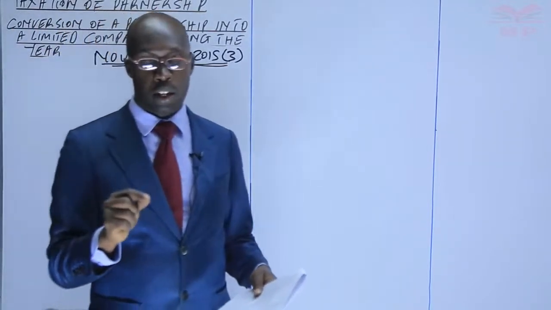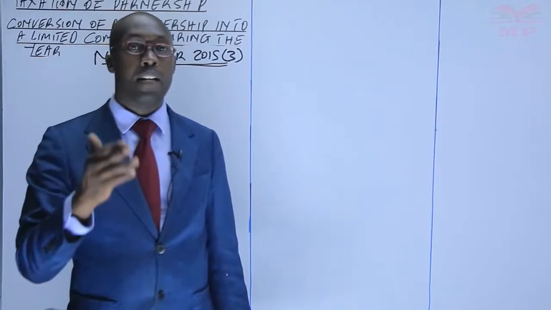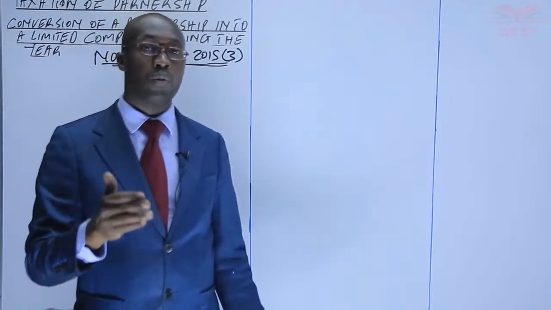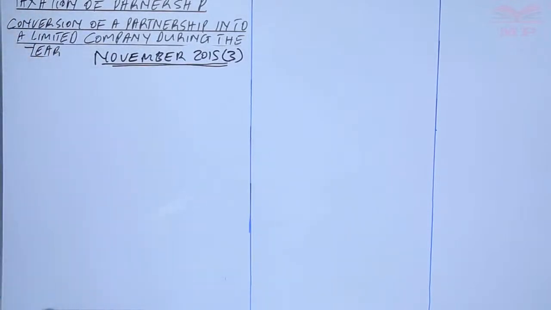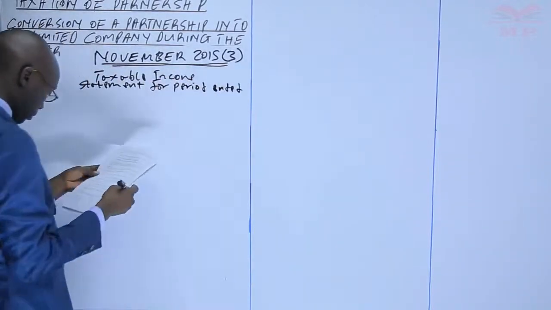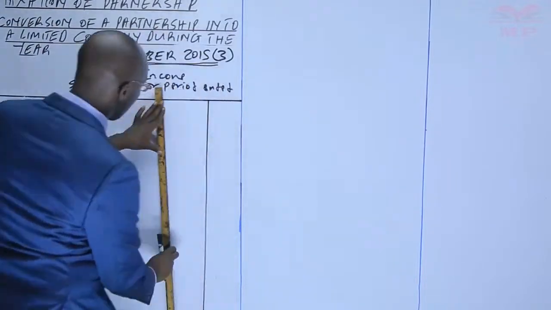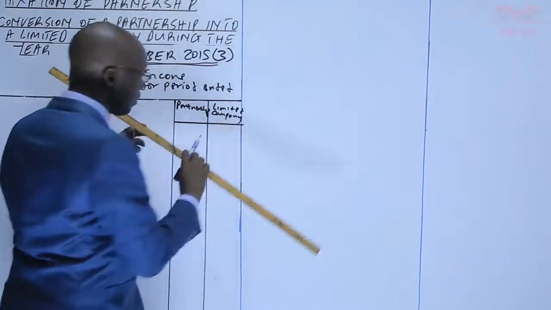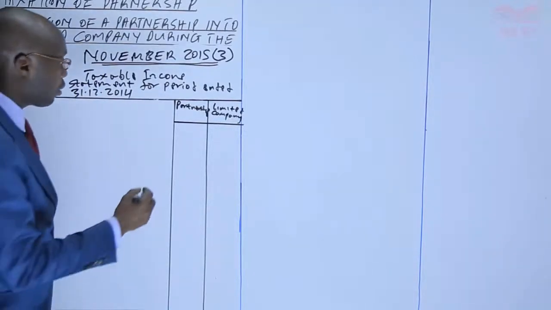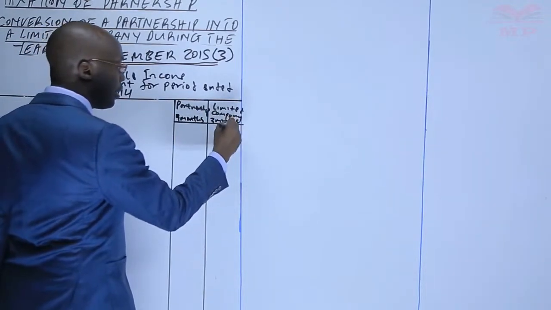Another thing that we said about the conversion is we must be able to separate the two businesses, the period of the partnership and the period of the limited company, because these are two different businesses. When we are taxing them, we tax them separately and differently. So here we start. As we have noted, the partnership lasted for a period of 9 months in that year, and the limited company 3 months in that year.